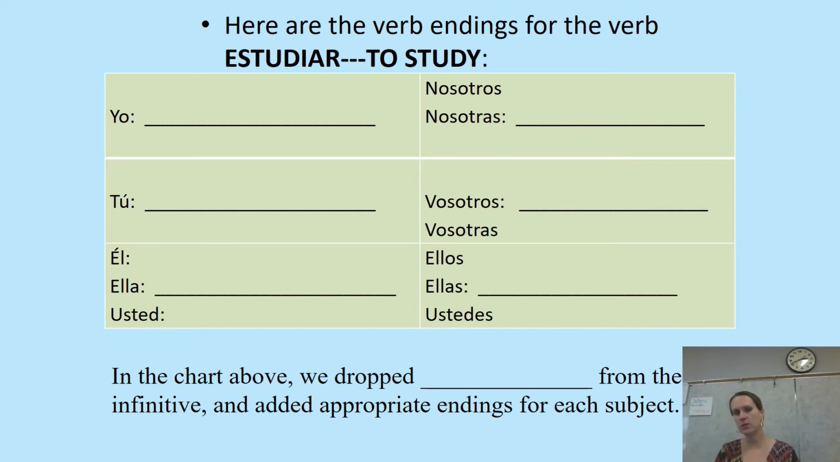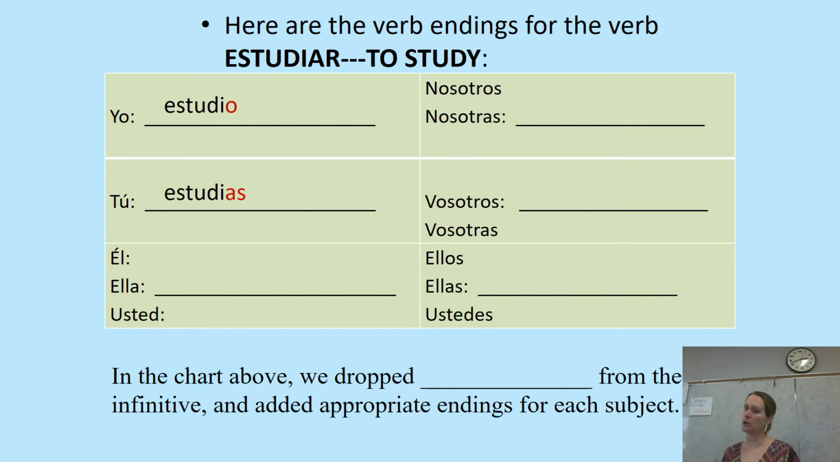Okay, so let's start with the yo form. That word is estudio. So notice what happens to the ending. The AR drops at the end and we change it to an O. Yo estudio. Any of our AR verbs, that's what's going to happen. So yo hablo, yo contesto, yo pago. That would be the yo form of those verbs.